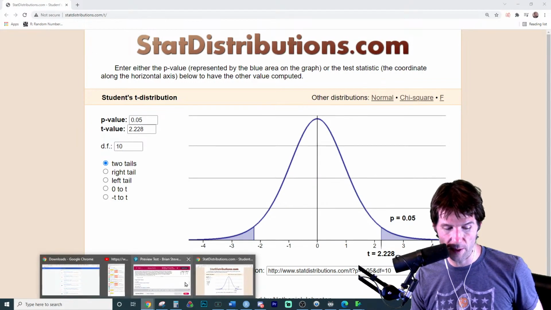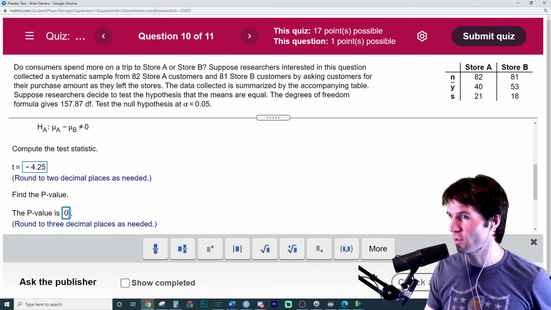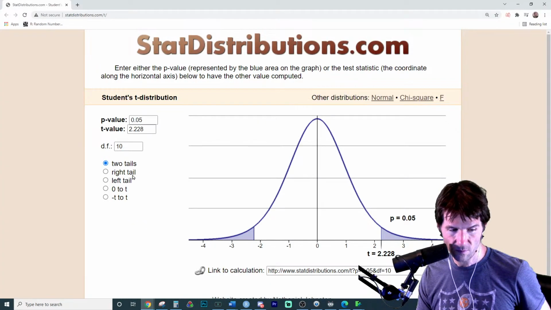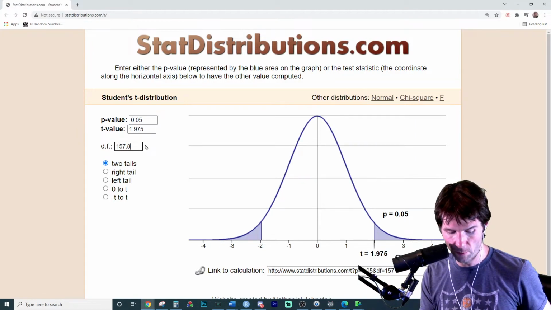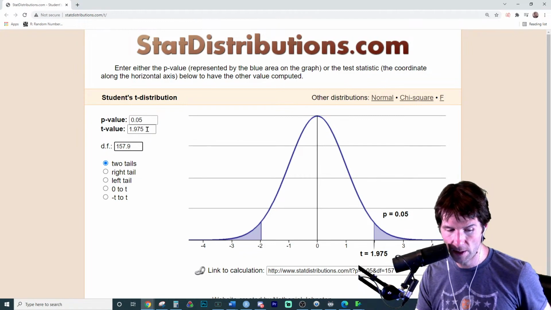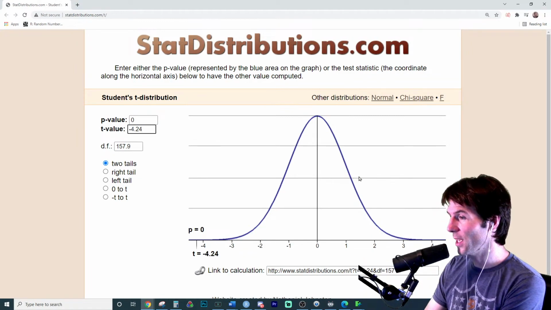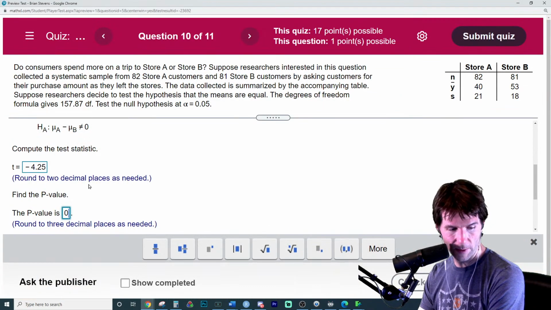It told us the degrees of freedom. This degrees of freedom is a complicated formula, which we will not do by hand. And so the degrees of freedom here are 157.87. That's what we're using. And we could round it up because it won't let us enter that last decimal. And then we put in the t, and the p-value is basically 0. We should be good on the decimals.